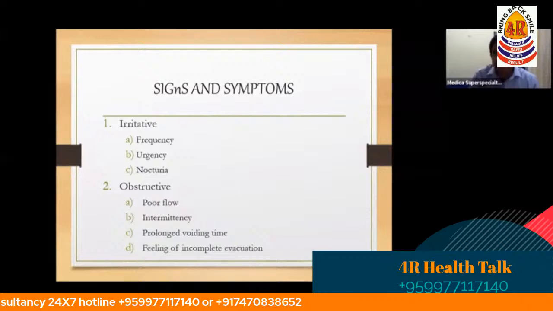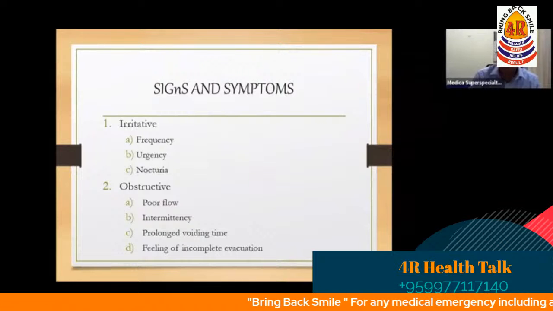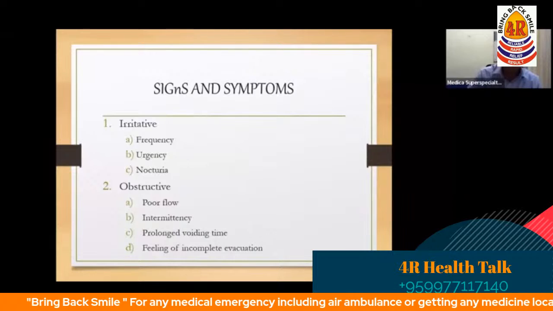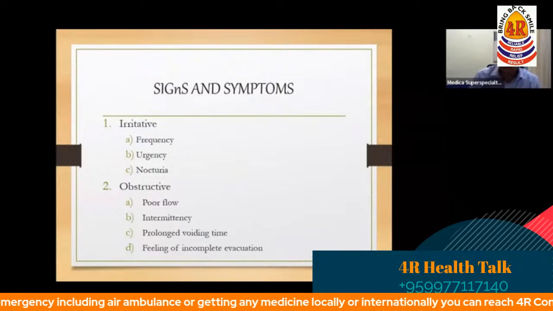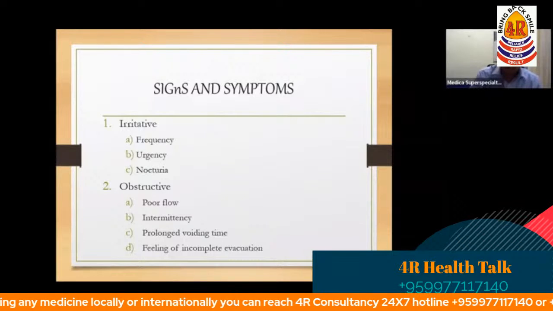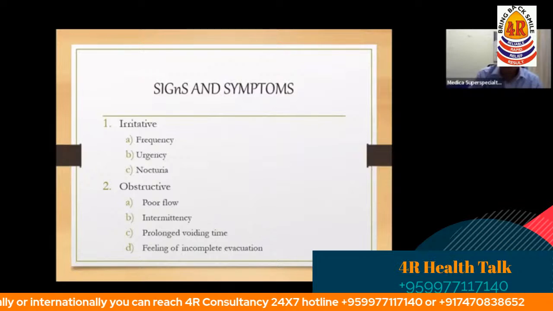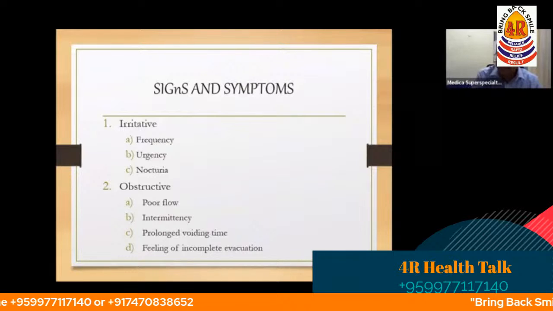And as the disease progresses, the symptoms become obstructive because of the obstruction in the urinary flow. So what are the symptoms that they cause? The poor flow. Usually people think that with age the flow should go down, but it's not so. The poor flow is because of the prostate compressing your urethra. And then when it progresses further, you are not able to pass urine in one go. It stops and starts, stops and starts. So that is the intermittency. And as a result, the voiding time, the time to pass urine, is prolonged.